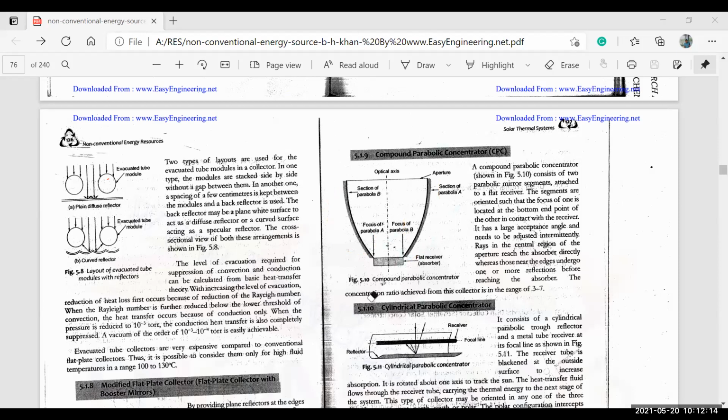This is your cylindrical parabolic collector. In this, the tube is passed over this cylindrical glass or cylindrical sheet, where whatever the position of the sun, if rays fall on this, it is made in such a manner that they will be reflected to this particular point. So these are concentrating.